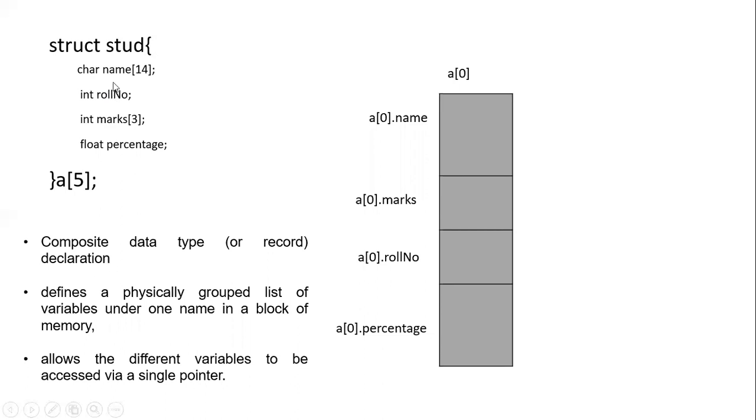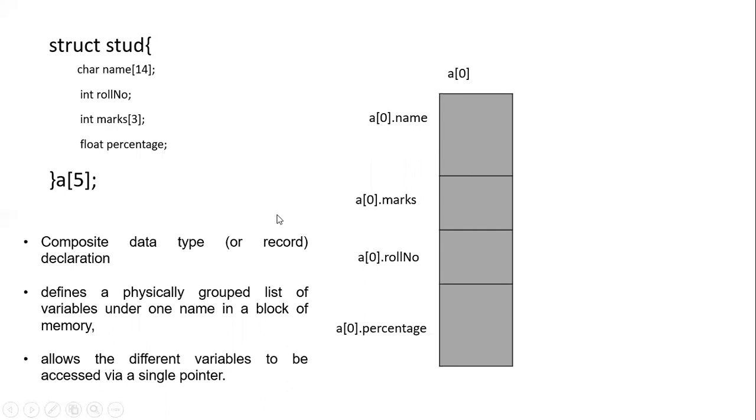And then a structure is defined as a composite data type or a record. It defines a physically grouped list of variables. Grouped list, we are grouping all these things for one student. Name, marks, roll number, and percentage, these are the variables under one name, that is a. And it allows different variables to be accessed via a single pointer. The single pointer is a, so different variables will be accessed through only one pointer, that is a in this case.